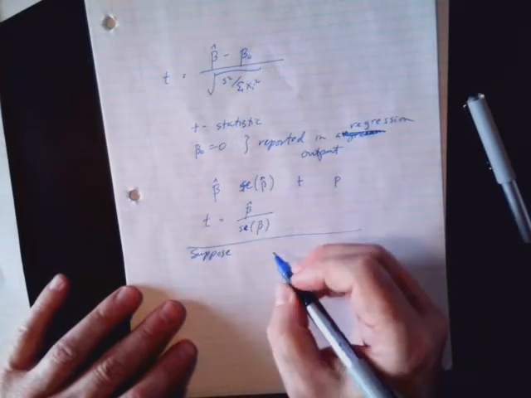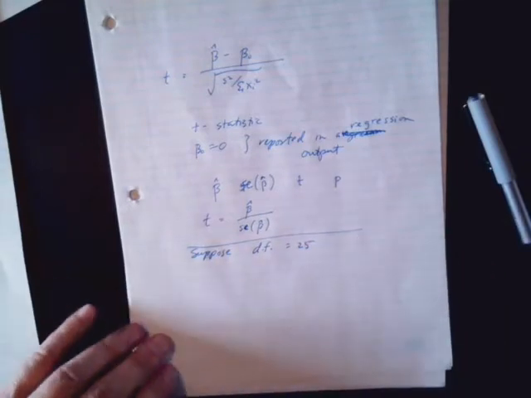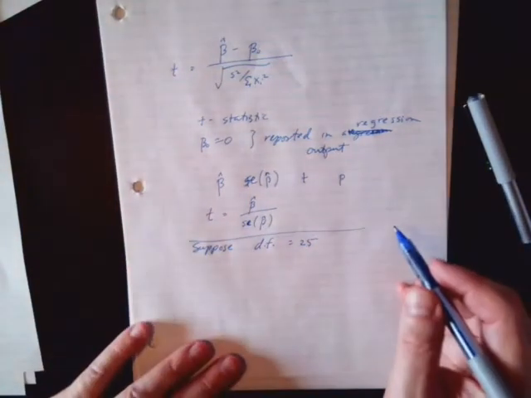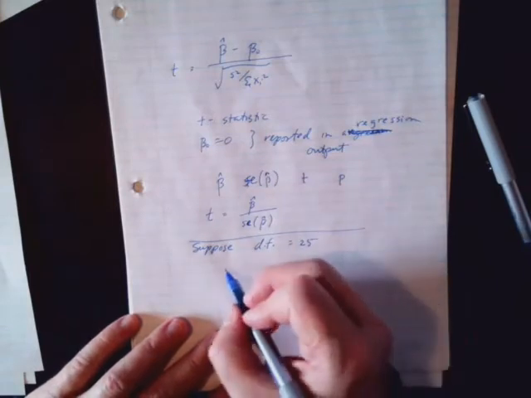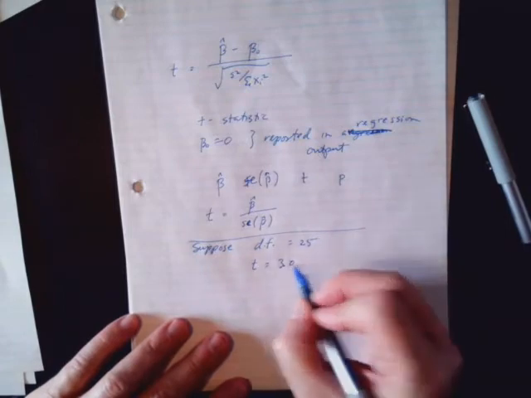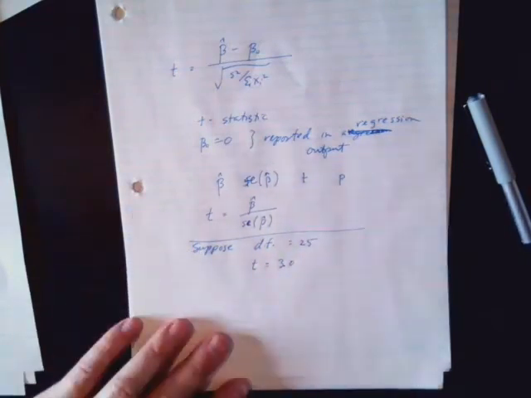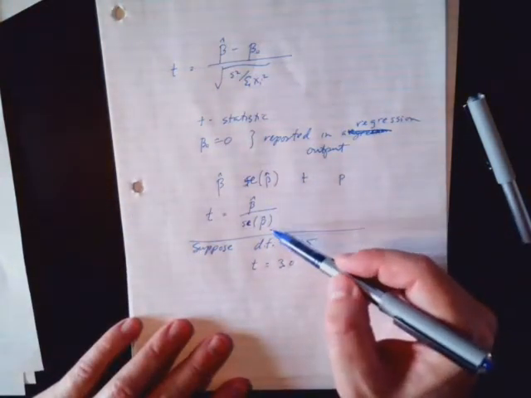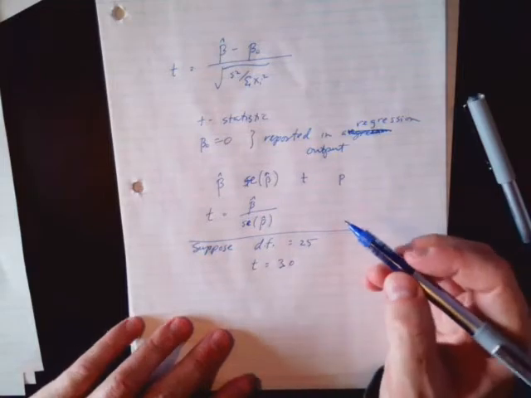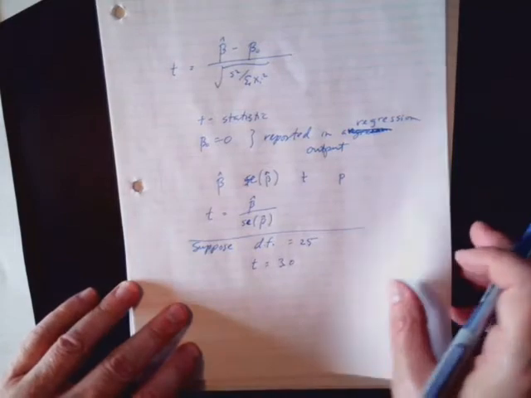So thinking about a little example here, suppose that degrees of freedom equals 25. So n minus k minus 1 equals 25. And suppose that t equals 3.0. Okay, so we've run a regression. You get a certain regression coefficient, you get a standard error, and the ratio of the coefficient to its standard error is 3.0. So then what we want to figure out is whether that is significantly different from 0 at a 5% critical level.